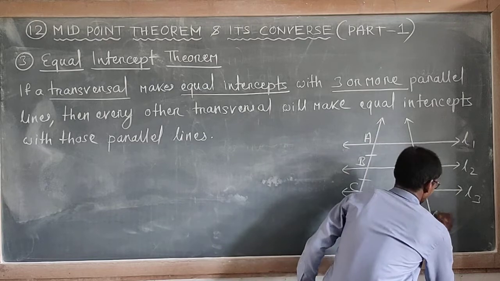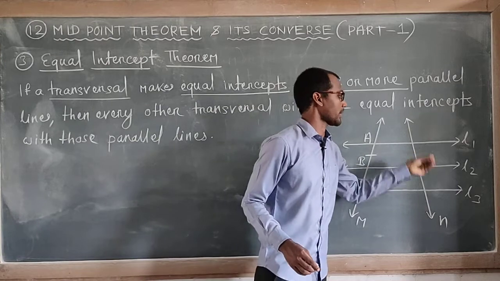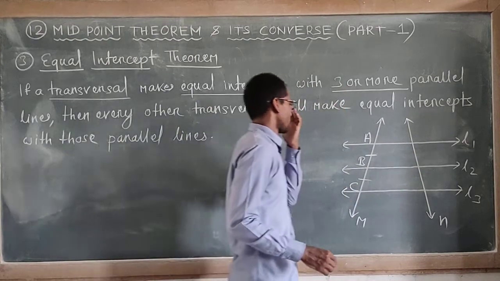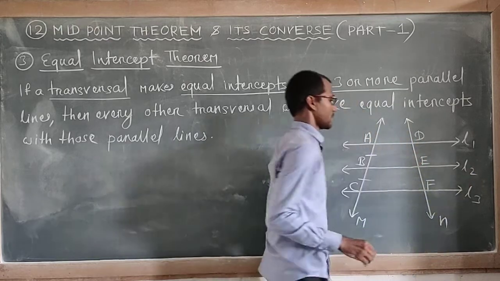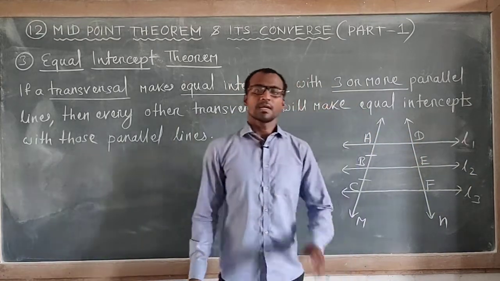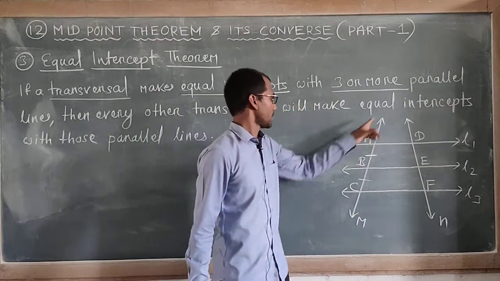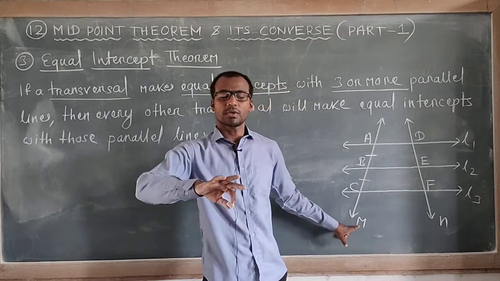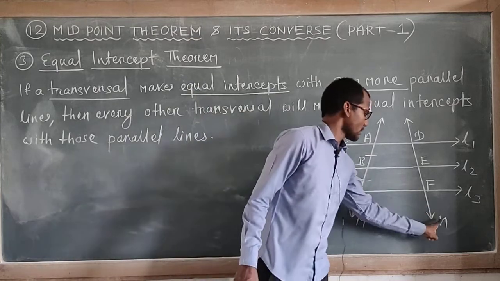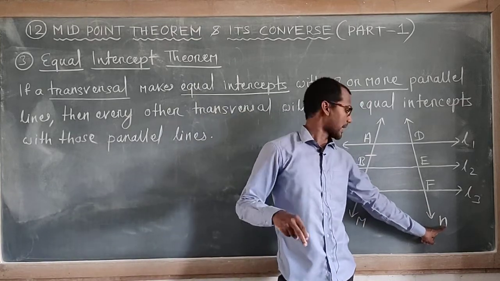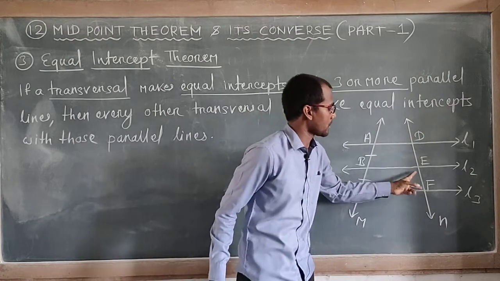Okay, I have drawn another transversal M, which is also intersecting L1, L2 and L3 at points, suppose A, B, C, D, E and F. Then according to this theorem, since L1, L2, L3 are 3 parallel lines and there is a transversal M which is making equal intercept, meaning AB is equal to BC, therefore this new transversal, line N, will also make equal intercept. That means DE will be equal to EF.